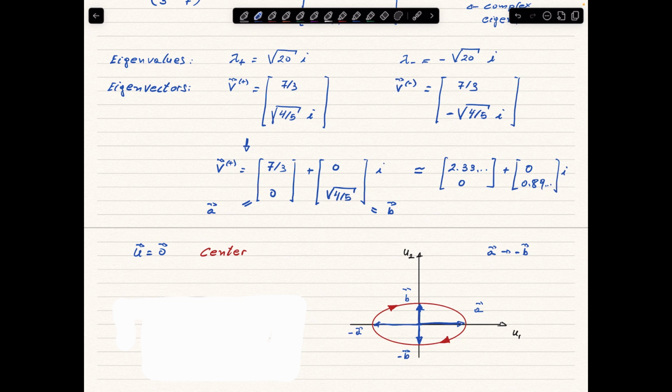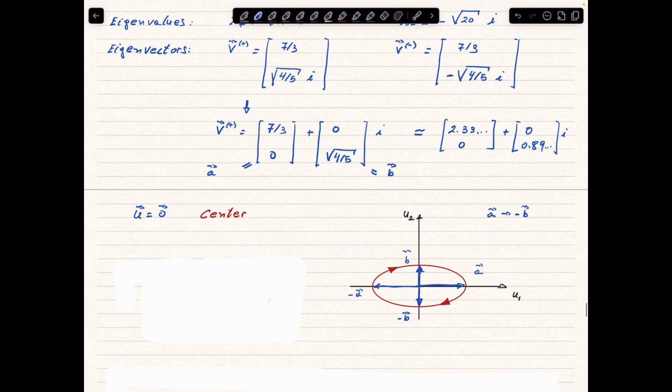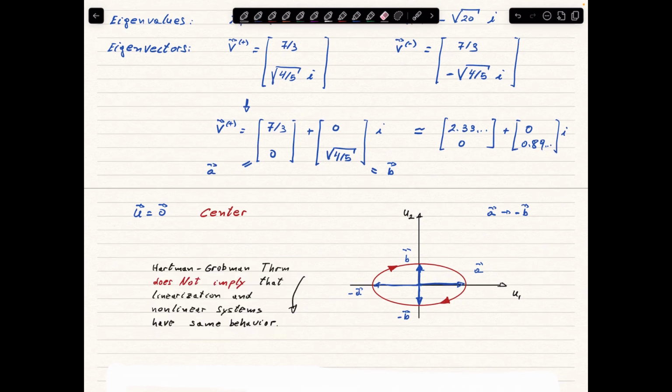So this is the behavior of the linearization. Now we have a problem, because the main result we are using to find the behavior of the solution of the nonlinear system is the Hartman-Grobman theorem, but unfortunately the Hartman-Grobman theorem does not apply to centers. So in this case, this theorem does not imply that the linearization and the nonlinear system have the same behavior. So we don't know. Maybe they have the same behavior, maybe not.